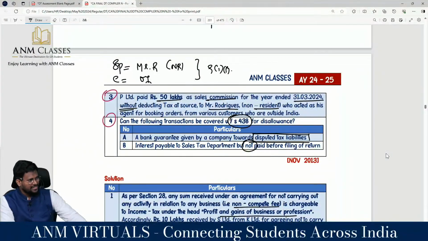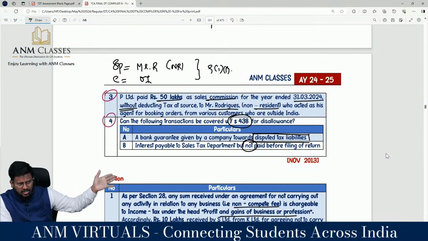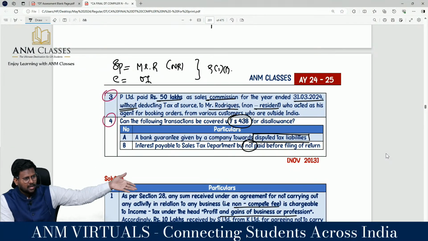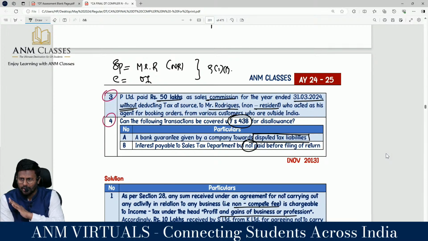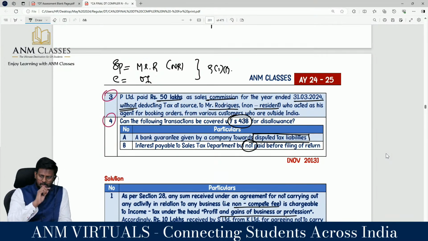The next one, you have paid some amount to a non-resident situated outside India for providing a service outside India. For that, the income does not accrue or arise in India as per section 9(1) or any of the clauses of section 9. Then, my dear lovable students, no need to deduct TDS. Even though no TDS has been deducted, no disallowance will come. I move to the next one.